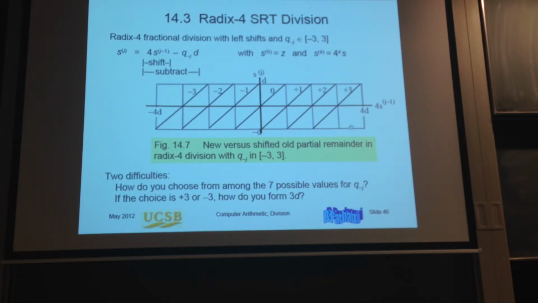In this part in here, I always have to subtract 3d. There is no other option. But in this part in here, I may go for 2 or 3. In here, I may go for 1 or 2, 0 or 1, minus 1, 0, and so forth and so on. Now, the question is how to make that choice in a simple way.